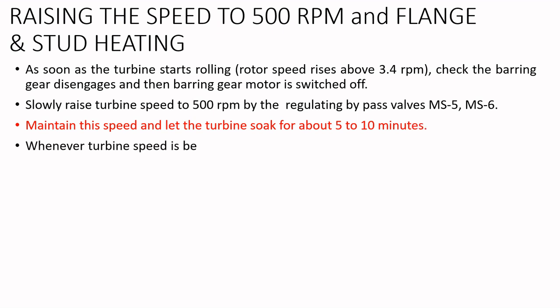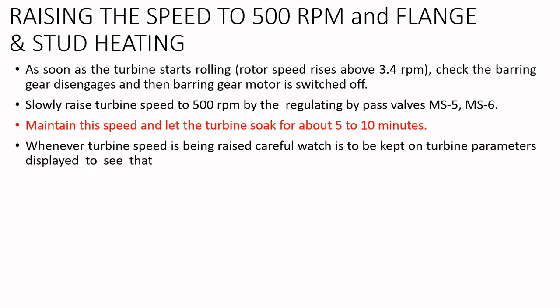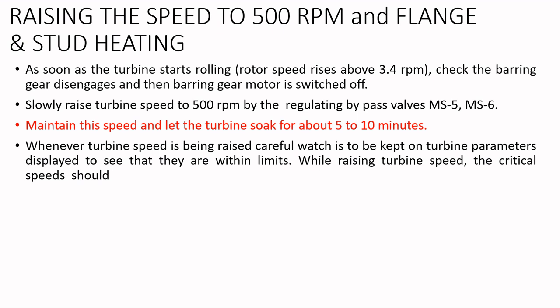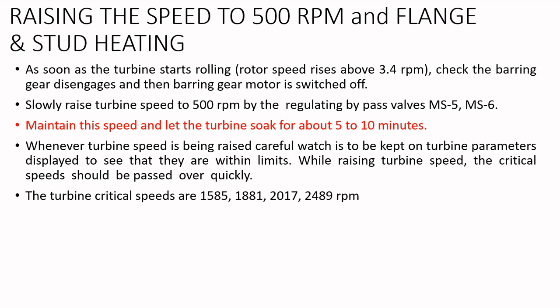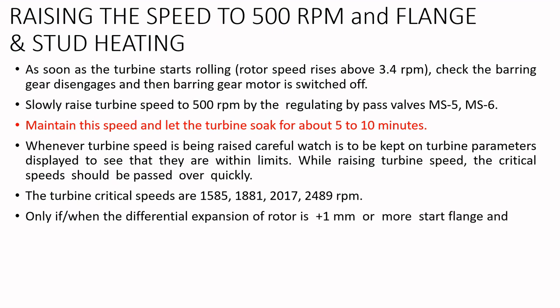Whenever the turbine speed is being raised, careful watch is to be kept on the turbine parameters displayed to see that they are within limits. While raising the turbine speed, the critical speeds should be passed over quickly. The turbine critical speeds for this turbine are 1585, 1881, 2017 and 2489 RPM.